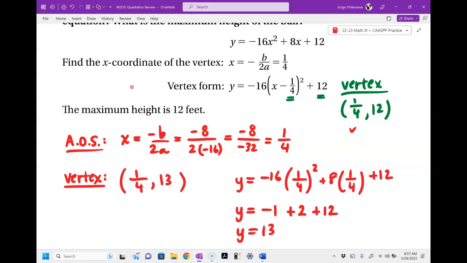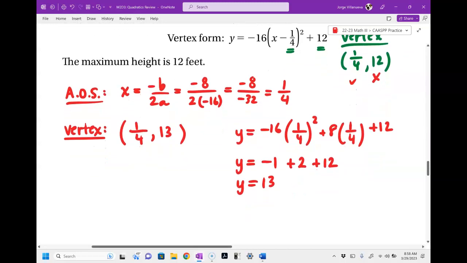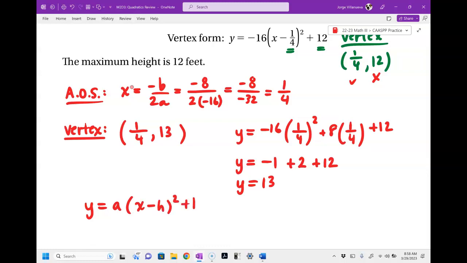Is that the right vertex that they gave us? No, they gave me (1/4, 12). I got (1/4, 13). This is wrong. Okay? So when they ask you, well, we'll get to that next. Let's write the equation, because I got to write it in vertex form. Remember, the vertex form equation is y equal to a times (x minus h) squared plus k.